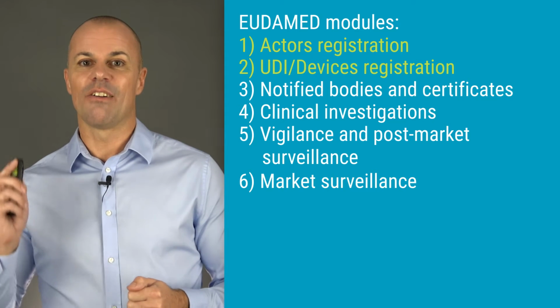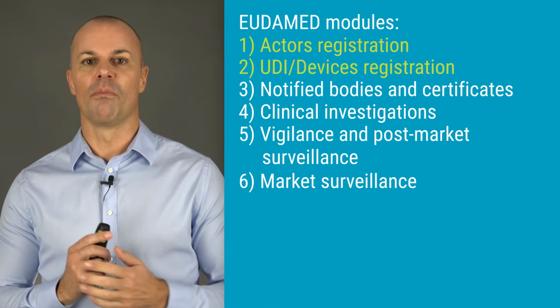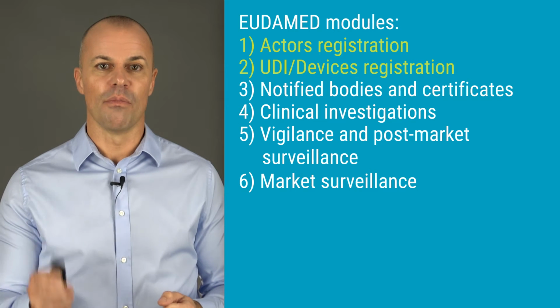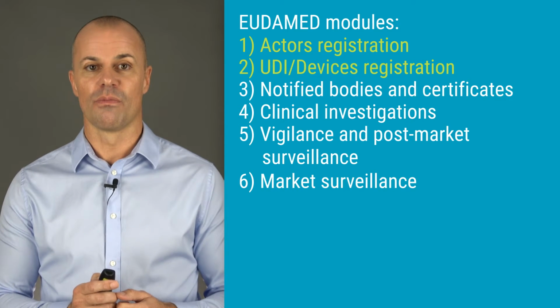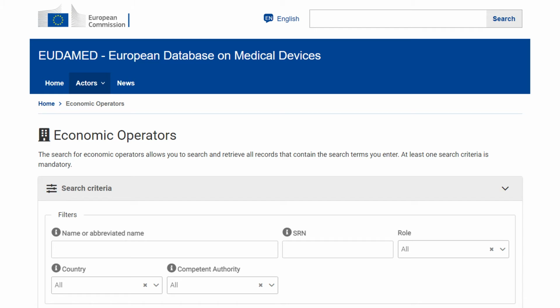So, let's now dig into the 2 most applicable modules for the manufacturer, the modules for actor registration and the device registration module. Here we see an example of one of the modules. In this case, it's the public part of the actor registration module. To make a registration in this module or any other module, you first of all need to request a registration, and then you will obtain an EU login to be able to register information into UDI-DI.